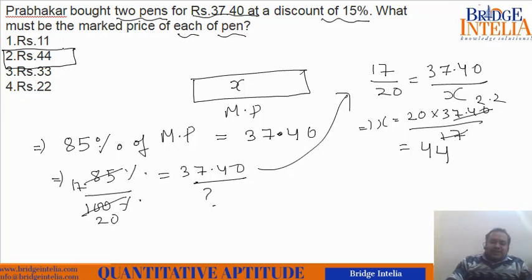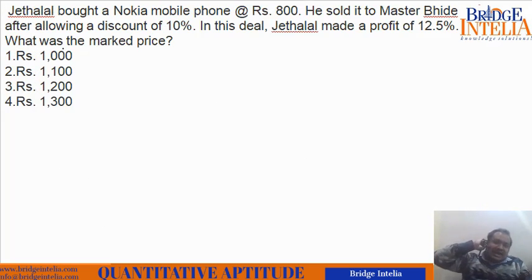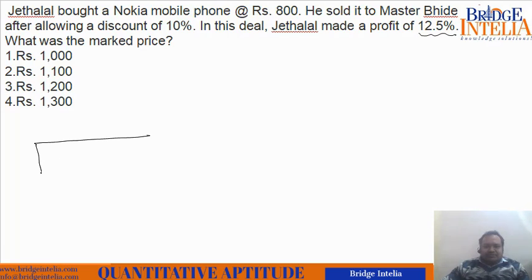Let's move to next one. Jethalal bought a Nokia mobile phone at rupees 800. He sold it to Master Bhide after allowing a discount of 10%. In this deal, Jethalal made a profit of 12.5%. What was the marked price? So let's see. Jethalal had bought it for rupees 800, so think from Jethalal's perspective. His cost price is 800.